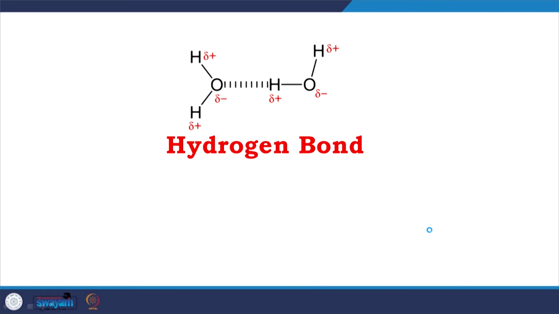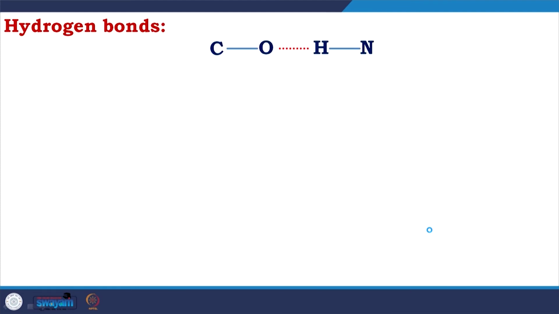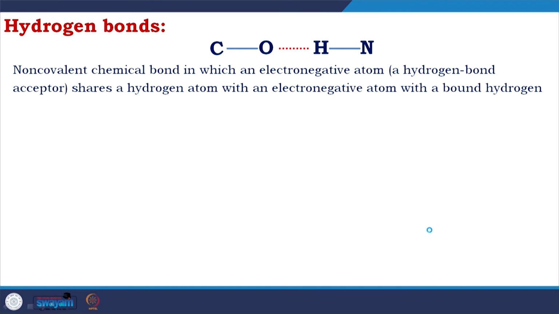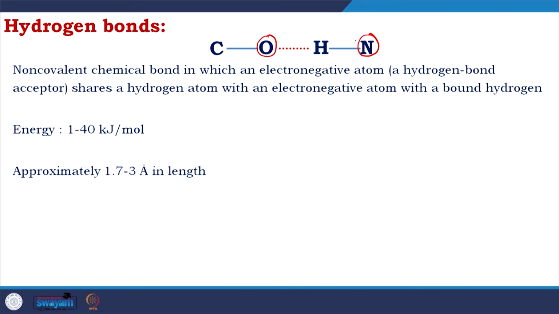Coming to the next one, the last one, hydrogen bond. A hydrogen bond is a non-covalent chemical bond in which an electronegative atom, a hydrogen bond acceptor, shares a hydrogen atom with an electronegative atom with bound hydrogen. So, mostly oxygen and nitrogen in biology form hydrogen bonds. Energy is 1 to 40 kilojoule per mole, approximate length 1.7 to 3 angstrom. Strength varies with the angle of hydrogen bond interaction.